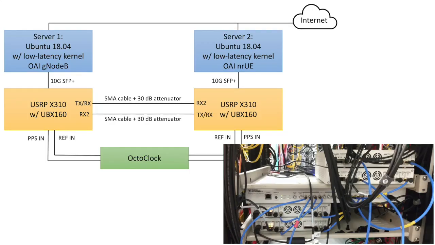These test benches include two ETTUS X310 software-defined radios with UBX160 daughter cards, connected to each other via coaxial cables and 30 dB attenuators. This provides an interference-free RF environment for repeatable testing and experimentation. An OctoClock provides a common 10 MHz reference and pulse per second input to each software-defined radio.